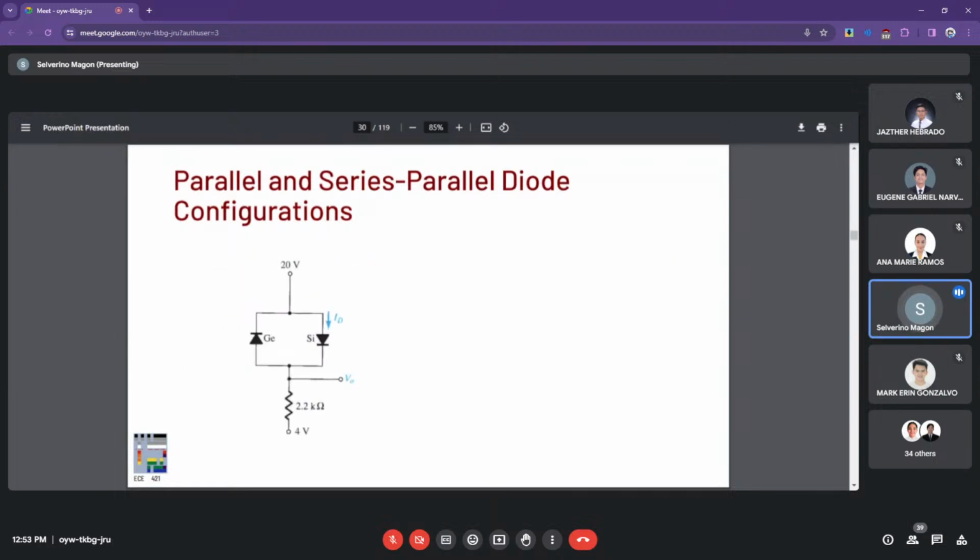Now we have another set of parallel configuration where we have silicon in the forward and germanium in the reverse bias. So essentially here the germanium is switched off while the silicon is switched on, and that is what determines ID when we perform KVL, no? From the 20 volts supply to the 0.7 drop at silicon diode to the voltage across the 2.2 k ohms.